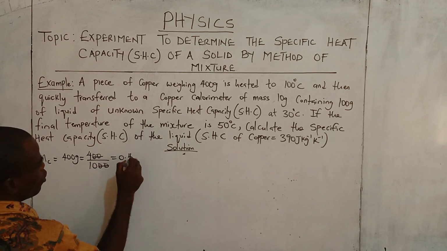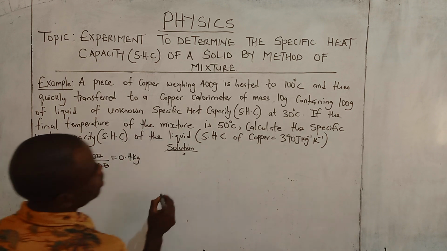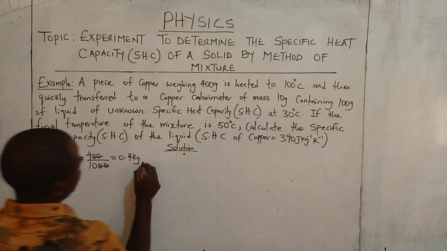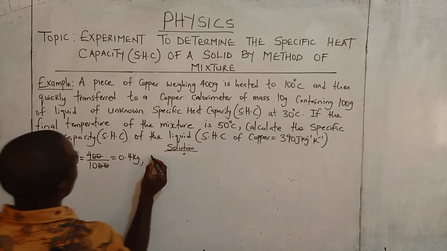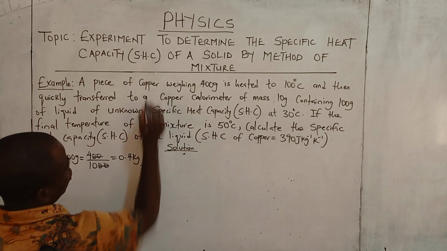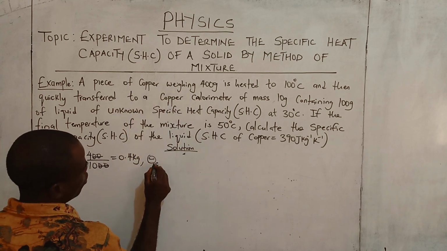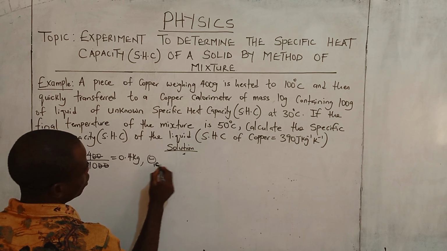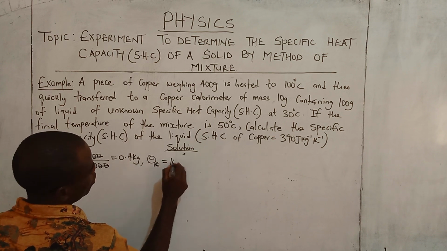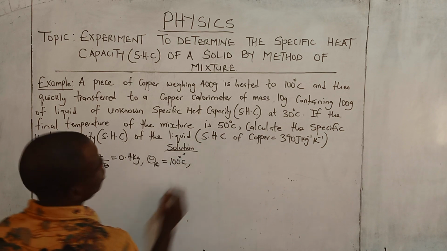That's 0.4 kilogram. It's heated to 100 degrees. That's the initial temperature of the copper ball. Call it temperature of copper, theta 1. So that is the initial temperature of the copper, which is 100 degrees centigrade.